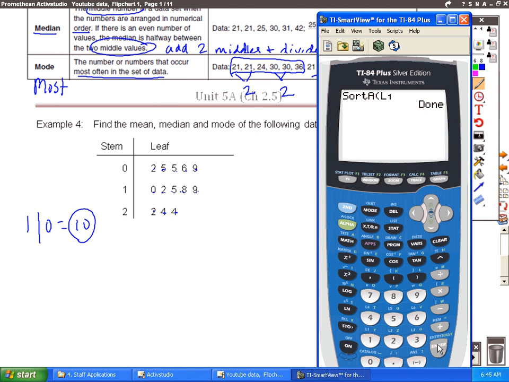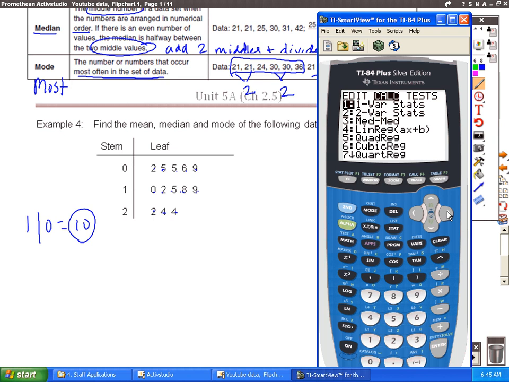Okay, now the next thing I'm going to do to get the information that I need is to go back to stat. Now this time I'm going to arrow to the right and for calc because I want to get some calculations. I want the calculator to do some calculations for me. And I'm going to select number 1 because I only have one variable. I only have one list of data. And I press enter. And again, it's waiting for me to tell it where the data is. Now you can hit enter, or you can go ahead and tell the calculator that the data is in list 1 again, and enter.